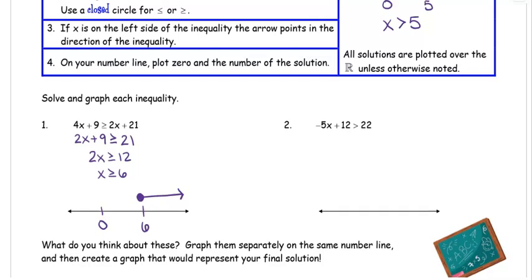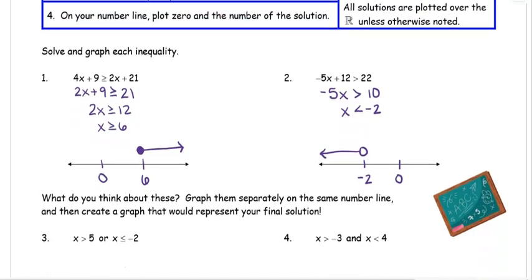Now looking at number 2, again I want to get the x all by itself, so I'm going to subtract 12 on both sides. I'll have negative 5x is greater than 10. And when I divide by negative 5, I have to flip that sign. I'm going to see that x is going to be less than negative 2. So I'm going to plot my 0, I'm going to plot my negative 2. It is going to be an open circle, and it will be going off to the left.